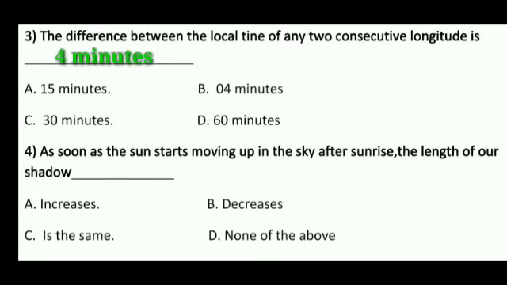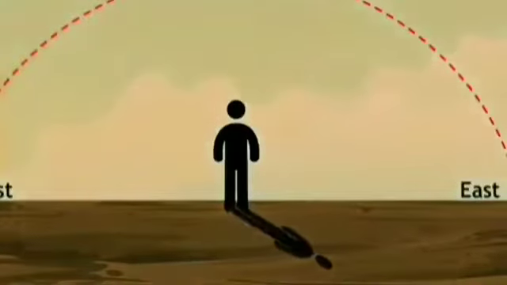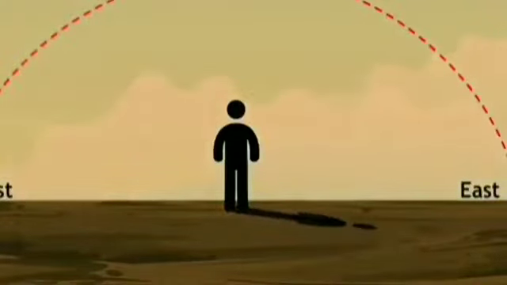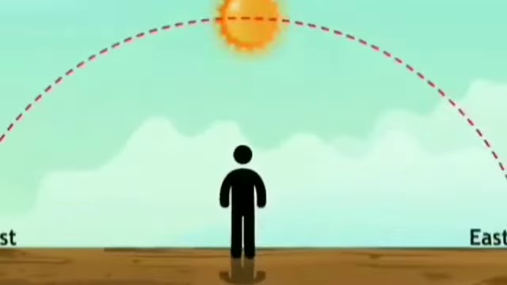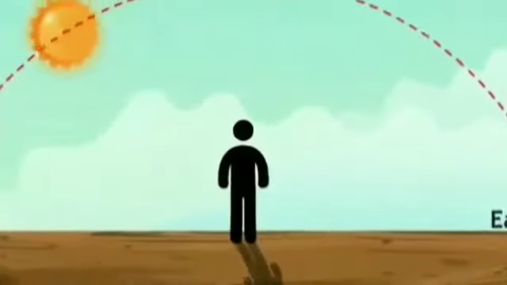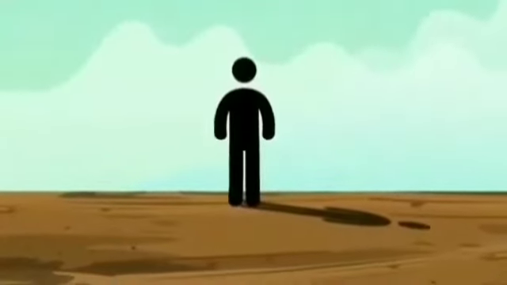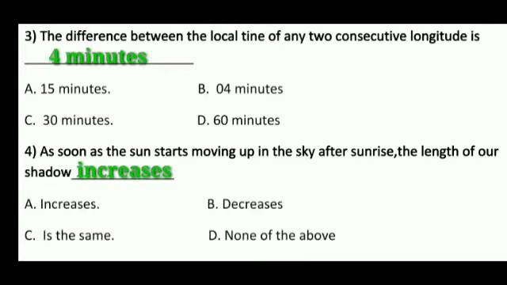As soon as the sun starts moving up in the sky after sunrise, the length of our shadow dash. Options are increases, decreases, is the same or none of the above. Now see here students and write the answer on your own. When we are outside on a sunny day, we can see how our shadow changes throughout the day. As soon as the sun starts moving up in the sky after sunrise, the length of our shadow increases. So write the answer, increases.